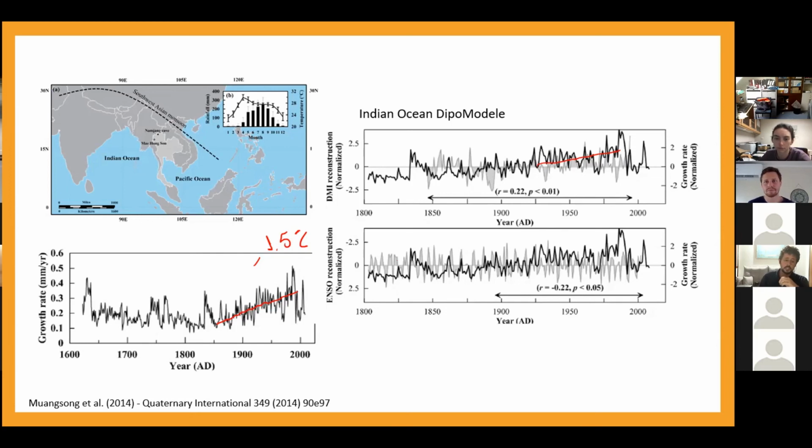So this is a study of a Chinese speleothem in South China. We see a clear increase in the speleothem growth rate along the 20th century that matches variation of the Indian Ocean dipole mode. Well, this is a kind of nonlinear relationship between temperature and the atmosphere circulation that could drive variations in the speleothem growth.